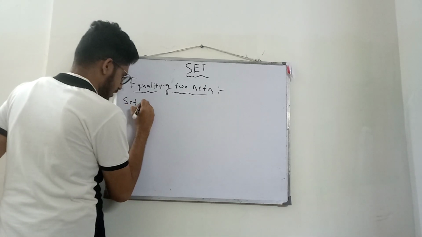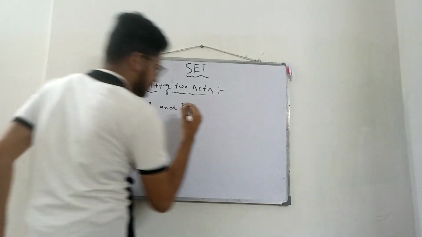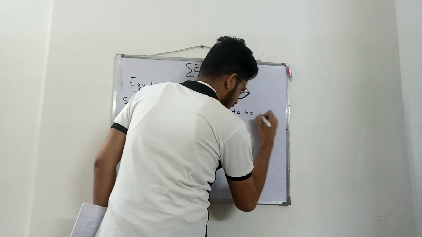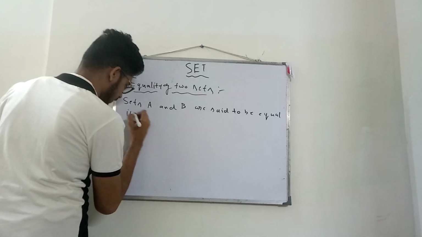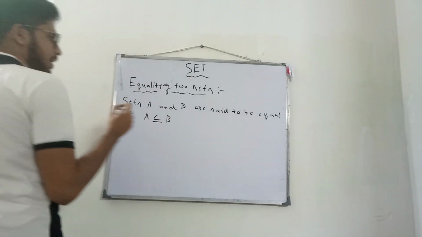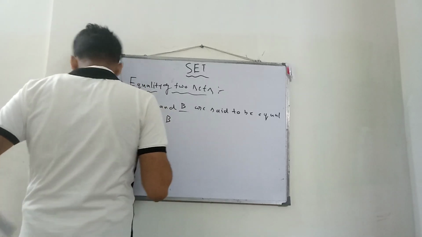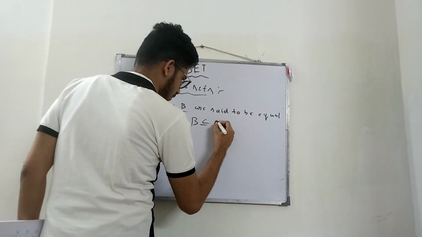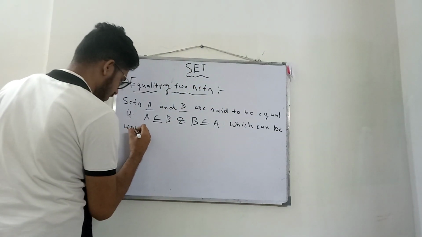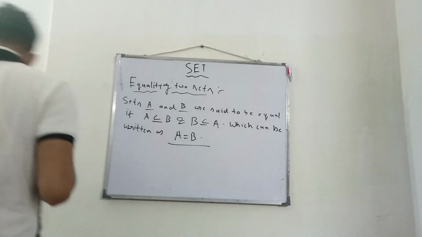Sets A and B are said to be equal if A is a subset of B and B is also a subset of A, which can be written as A is equal to B. Note it down with me, guys.